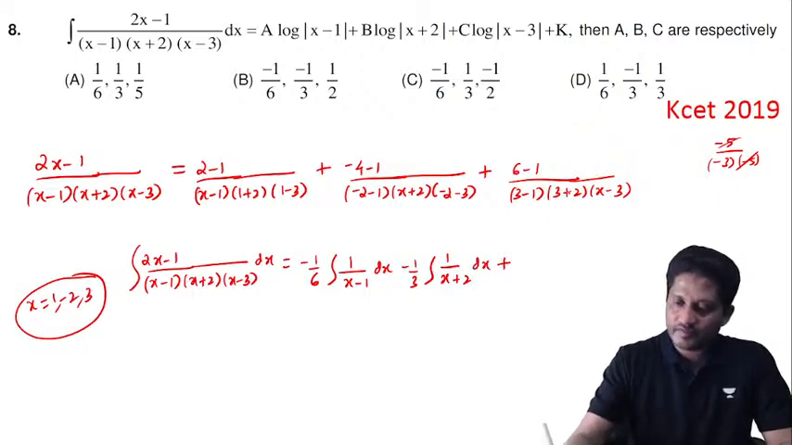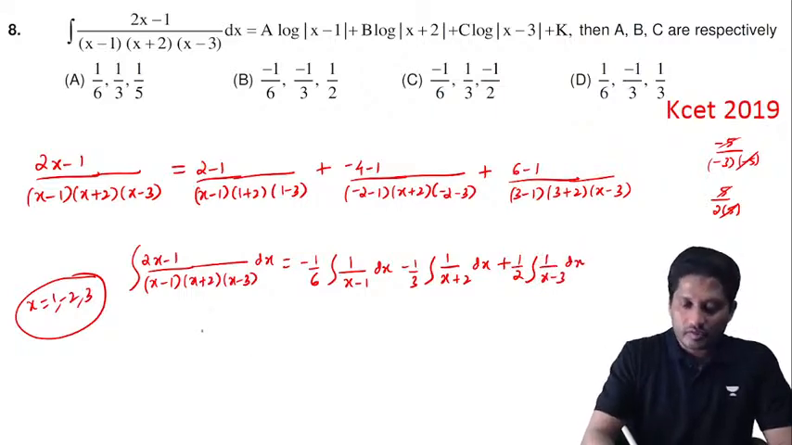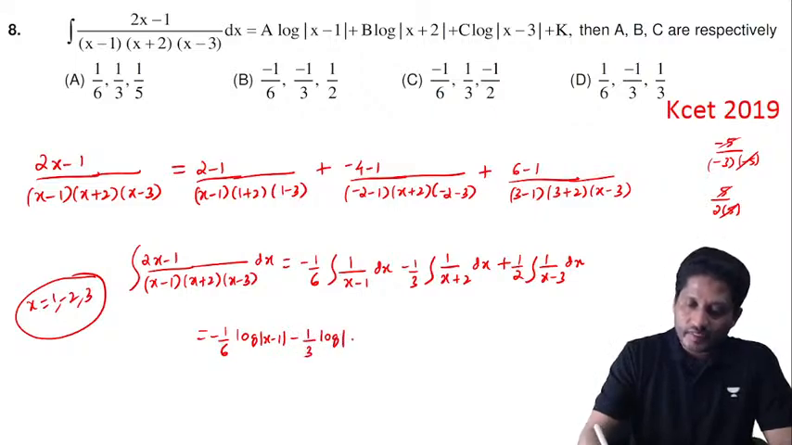Next, this is 5 divided by 2 into 5. So this will cancel, you get 1 upon 2, integration of 1 divided by x minus 3 dx. That's it, guys. This is minus 1 by 6, and this is integration of 1 by x is log x. Minus 1 by 3, and then you get log of x plus 2, and then plus 1 by 2 log of x minus 3 and plus c.